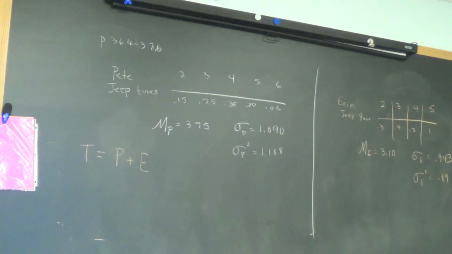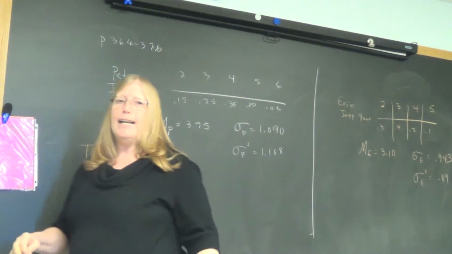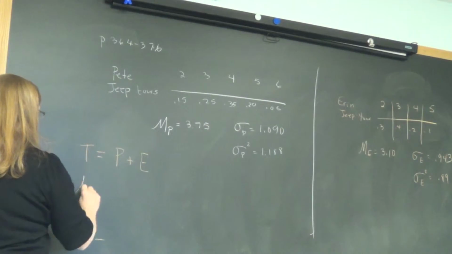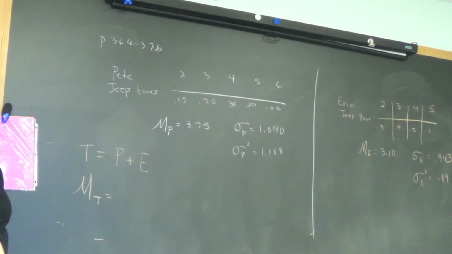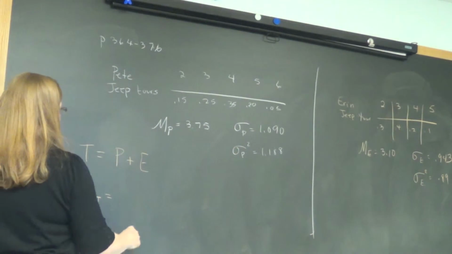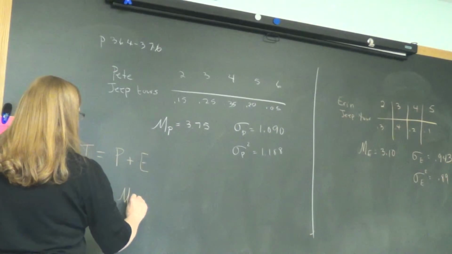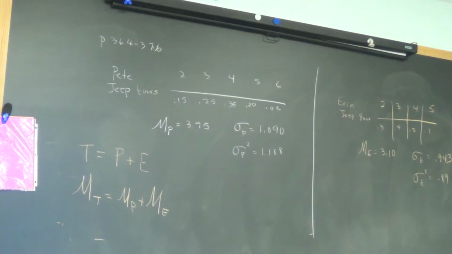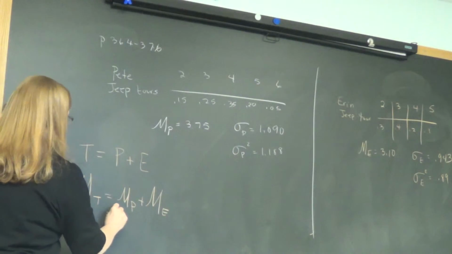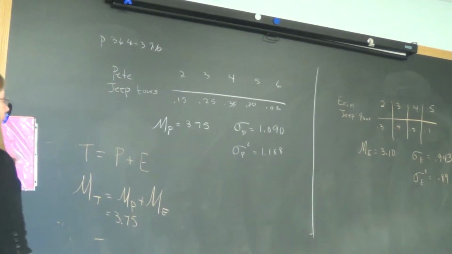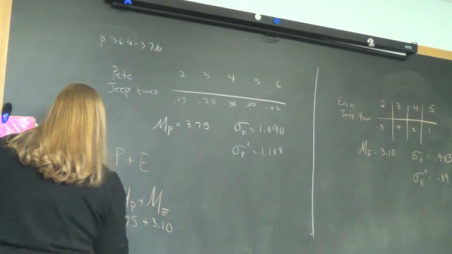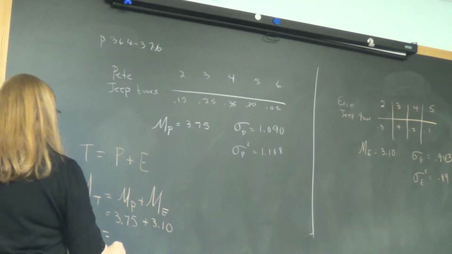So look at the total here. First of all, I want the expected value when I add 2 completely different random variables. So I want the mean of the total of the 2. Does it surprise you that the mean of the total is going to be the mean of Pete's plus the mean of Aaron's? It probably does not. So I need 3.75 plus 3.10. That's 6.85.